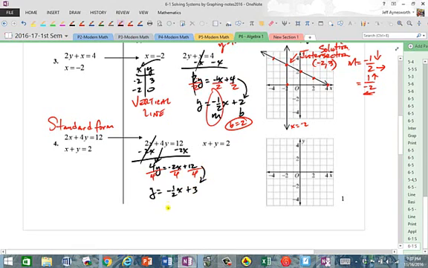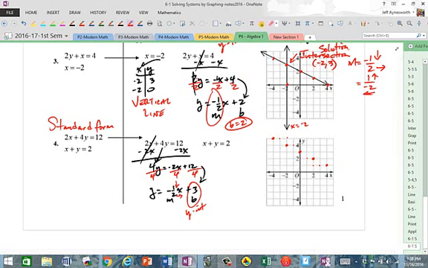So my slope is here, my y-intercept is here. Let's graph the y-intercept of 3. I'm going to use my slope: down 1, right 2. Down 1, right 2. Reverse it: up 1, left 2. Go ahead and get your straight edge out and draw your line. This one right here is your first equation.